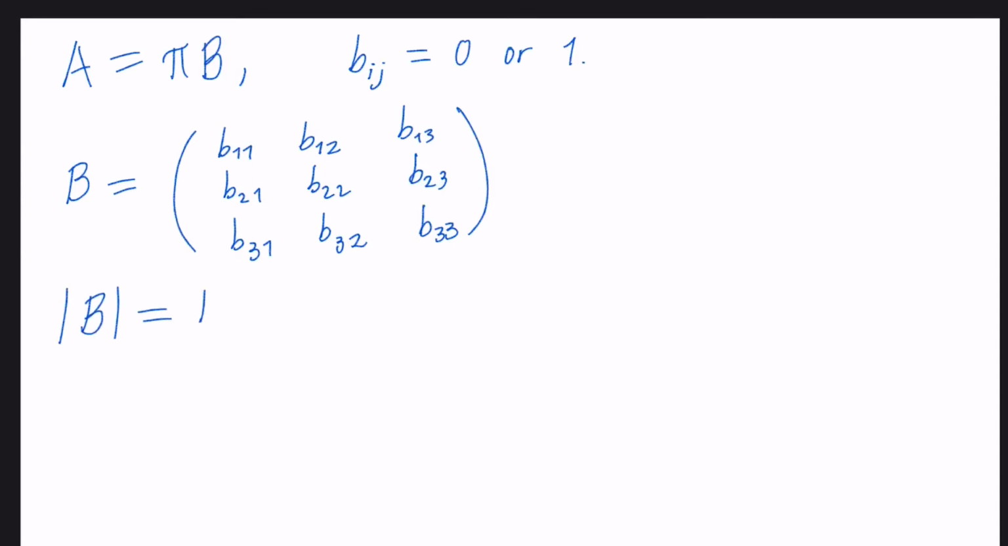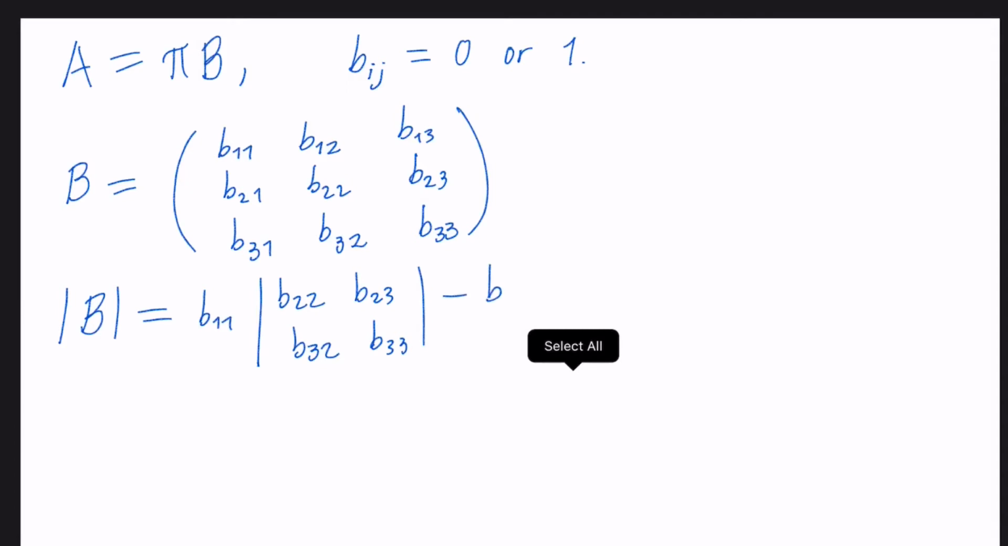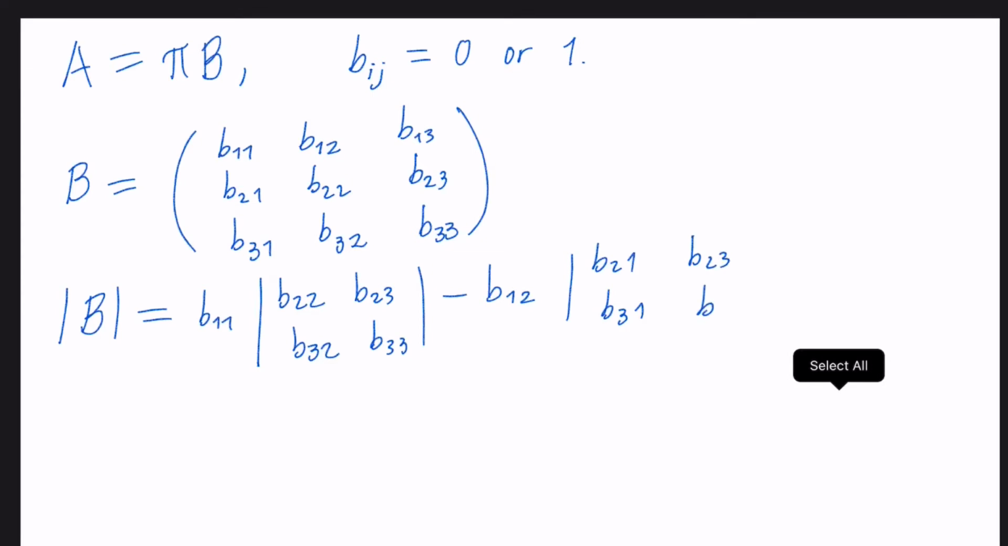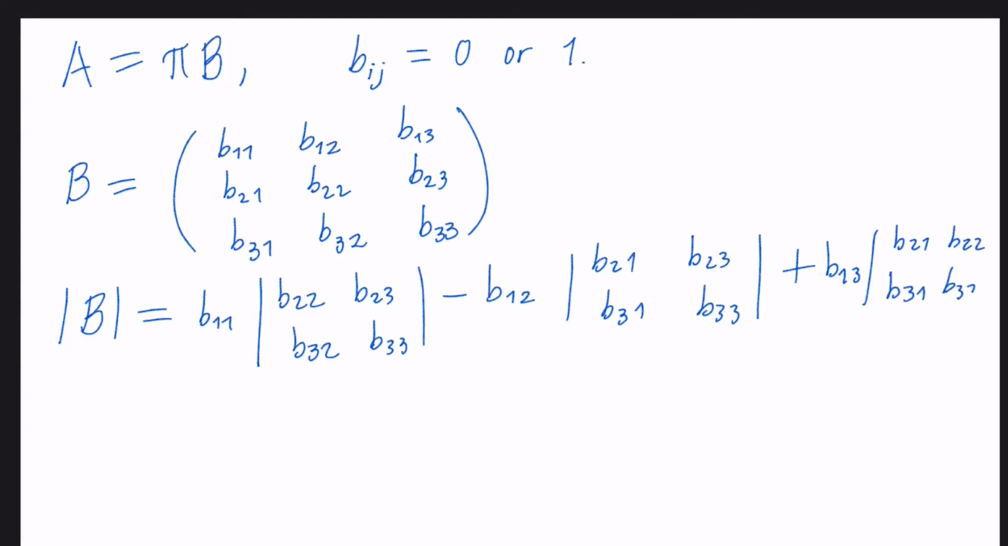The determinant of B is equal to B11 times B22, B23, B32, B33, minus B12 times B21, B31, B23, B33, and also plus B13 times B21, B22, B31, B32.